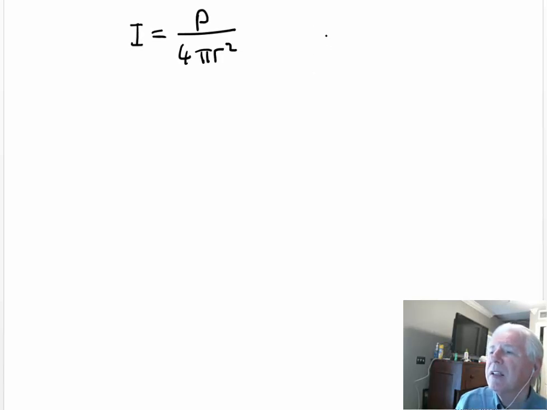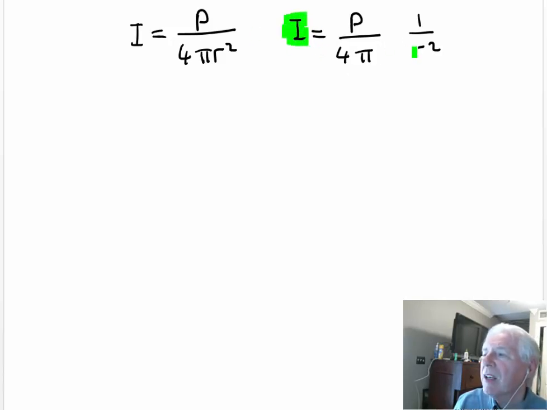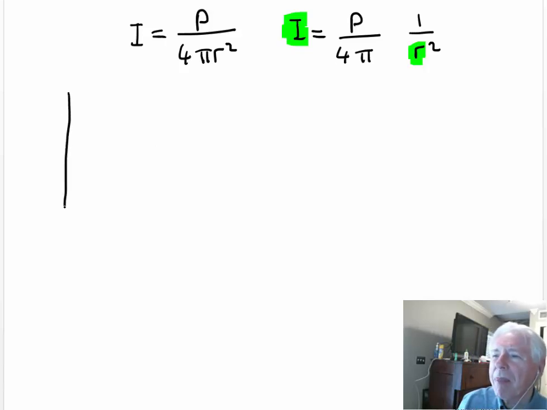So if I remember that intensity is equal to power over 4 pi r squared, then I is equal to power over 4 pi times 1 over r squared. And if I plot I versus r, which seems the most natural thing to do, I will get I versus r. This is an inverse square relationship.